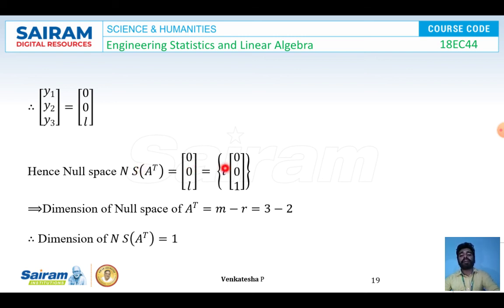By taking L as a common factor, I get [0, 0, 1]. Hence the dimension of the null space of A transpose is given by m minus r, which is equal to 3 minus 2. Hence the dimension of the null space of A transpose is equal to 1.